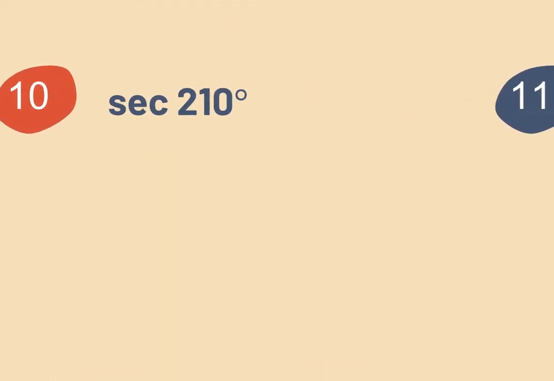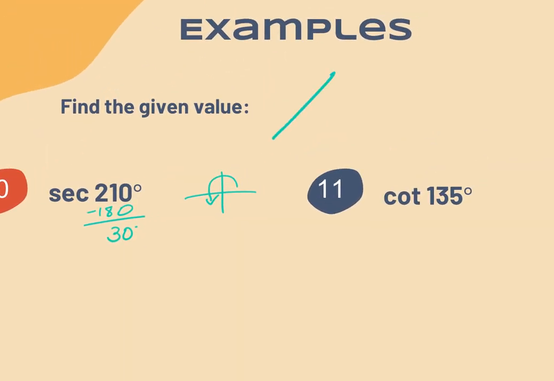Secant of 210. Where's 210? Third quadrant. What's the rule on the third quadrant? Subtract 180, and I get 30 degrees. So my advice in the homework is draw yourself a 30, 60, 90 triangle and a 45, 45, 90 triangle and just keep reusing them. 1, √3, and 2.